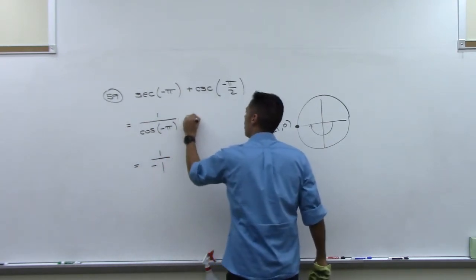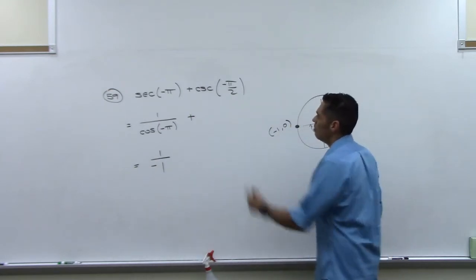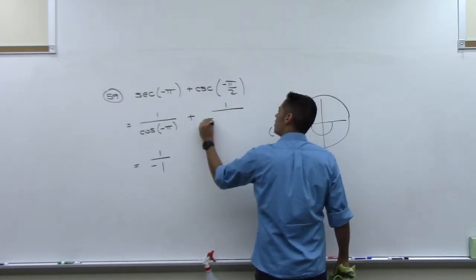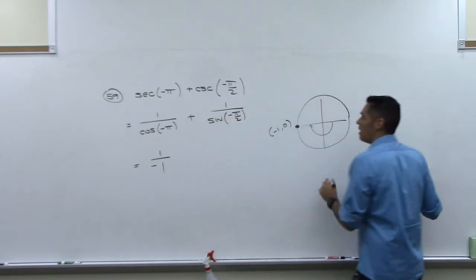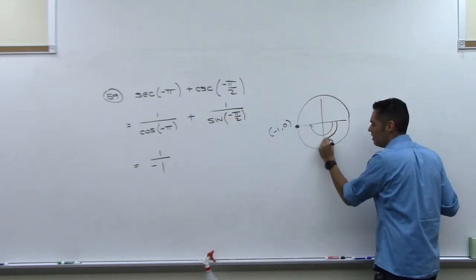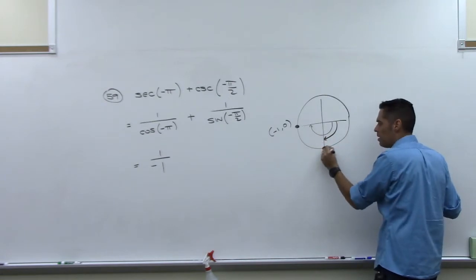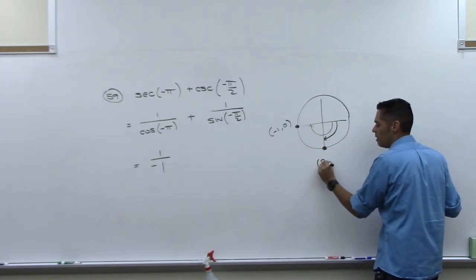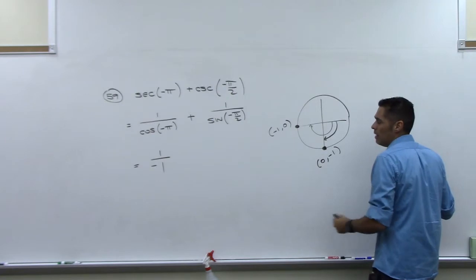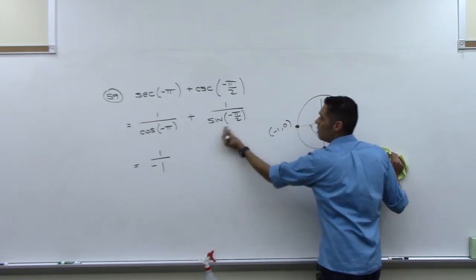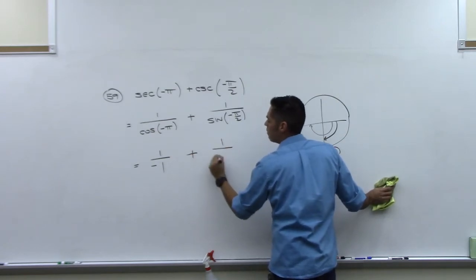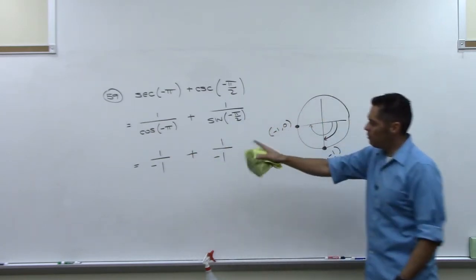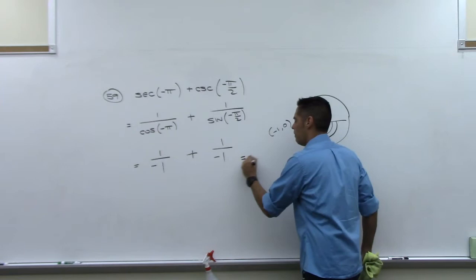Now we still have plus. Now cosecant is 1 over sine, so 1 over sine of negative pi over 2. Now negative pi over 2 is negative, so pi over 2 is straight down, we're here. This is the point 0, negative 1. And if we're looking at sine, it's the y coordinate, which is negative 1. So we have plus here, we have 1 over negative 1. So we have negative 1 plus negative 1, this is negative 2.